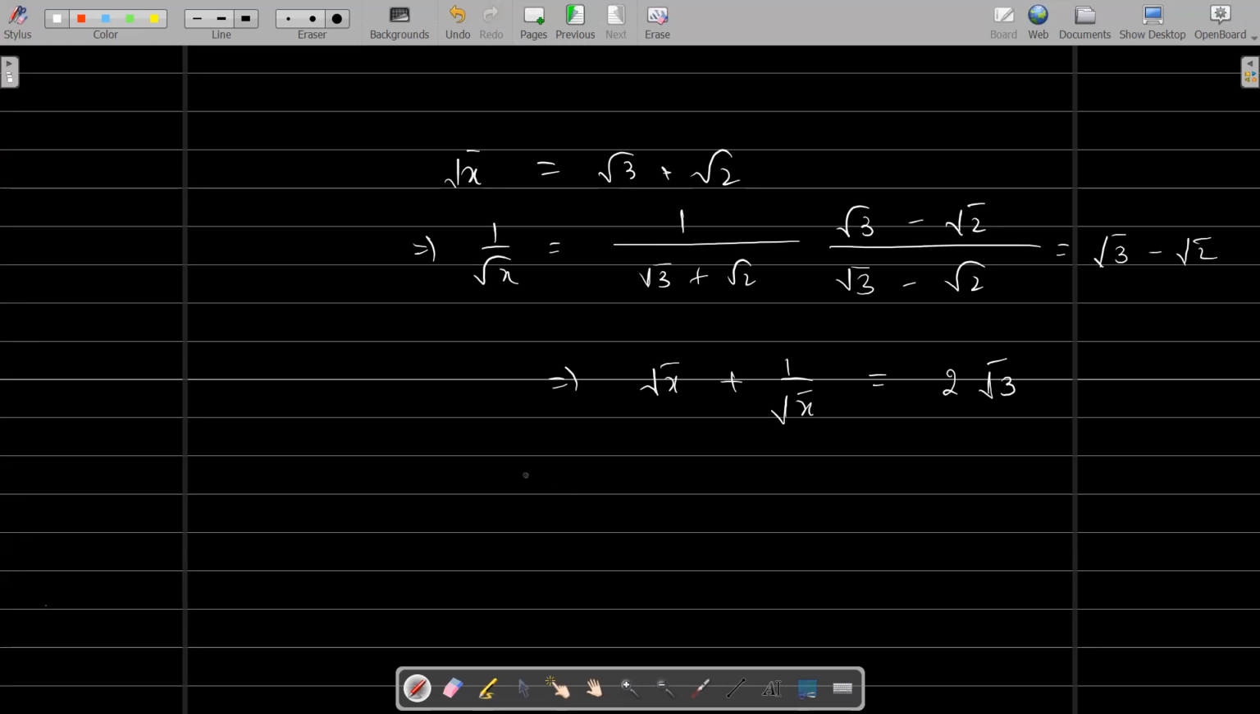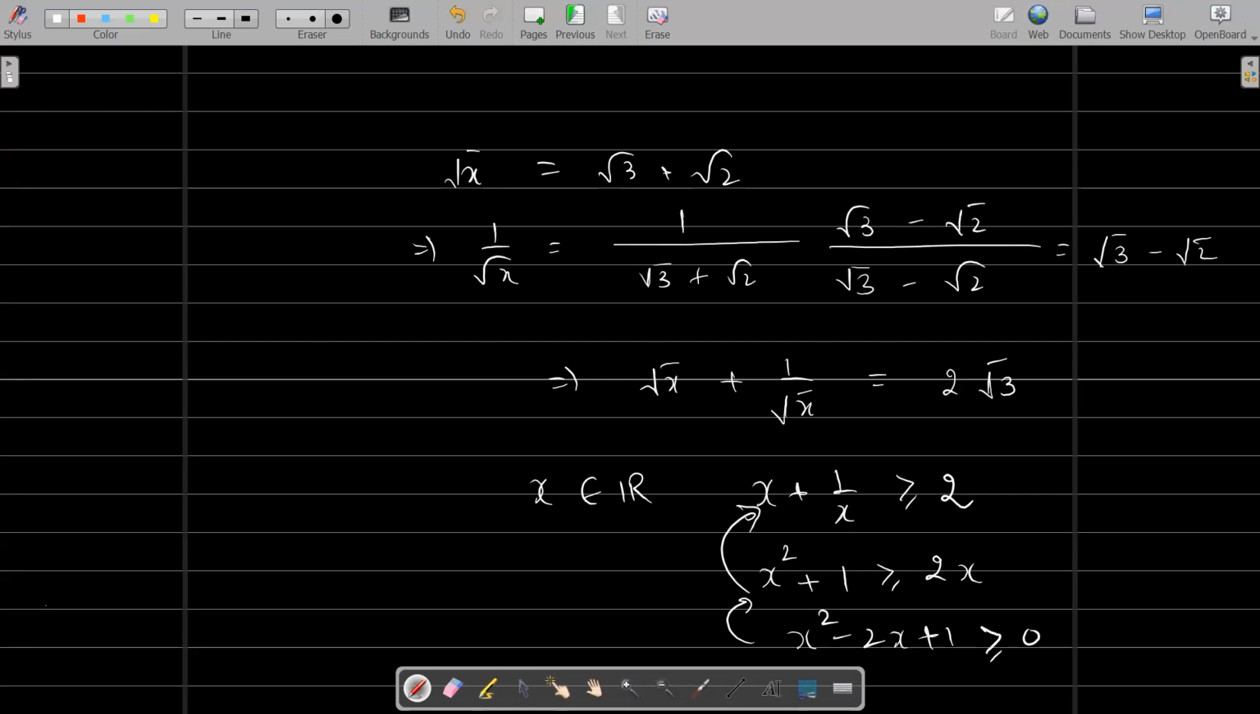In fact, see that so far as x is real, x plus 1 by x always turns out to be greater than or equal to 2. Because x square plus 1 is always greater than or equal to 2x, or x square minus 2x plus 1 is a perfect square, so that is greater than or equal to 0. So this implies this. In this case our answer is 2 root 3, which is surely greater than 2.